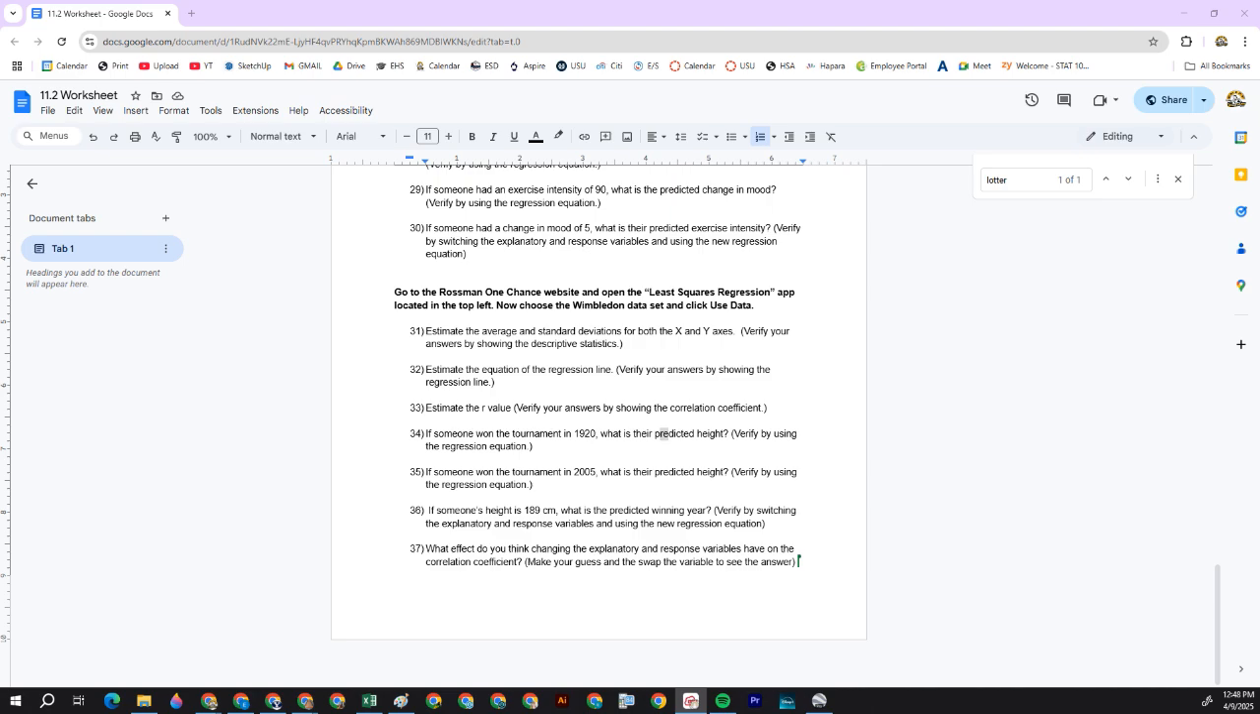What would you guess is the correlation coefficient, the R value? Somewhere in the 0.5, 0.6 range. Is it going to be positive or negative? Positive because it's going up. Okay. So, does foot length cause people to get taller? Does getting taller cause people to have longer foot lengths?